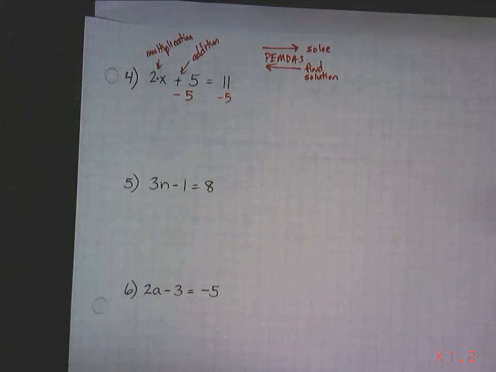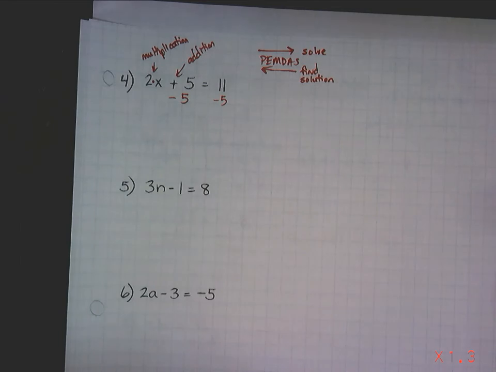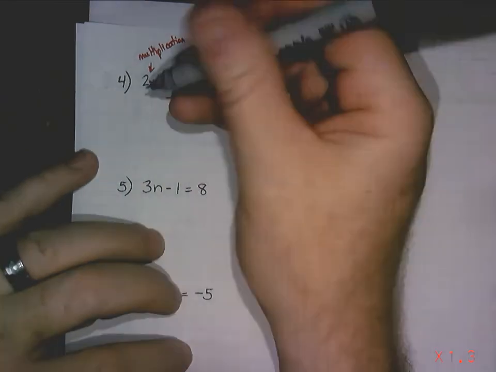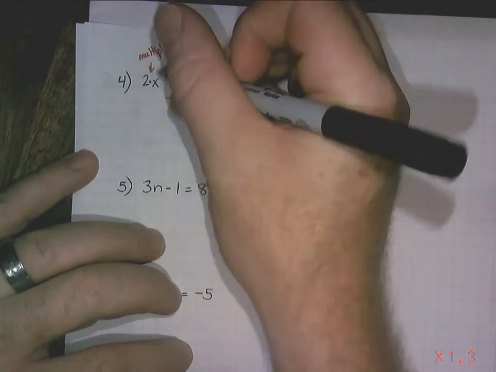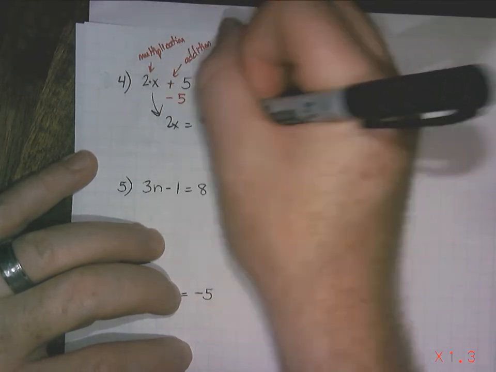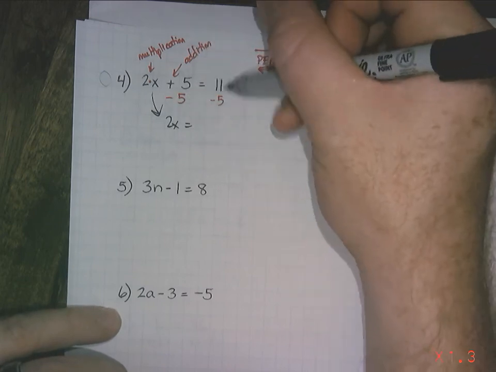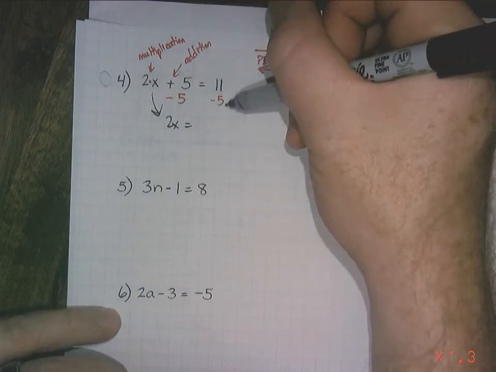Now, once I've done that, this is canceled out. On the left-hand side, that goes away. All you have left is 2x, right? You bring that down to 2x equals, and then you've got to solve this part. This canceled out, but this doesn't cancel out. 11 minus 5 is 6.